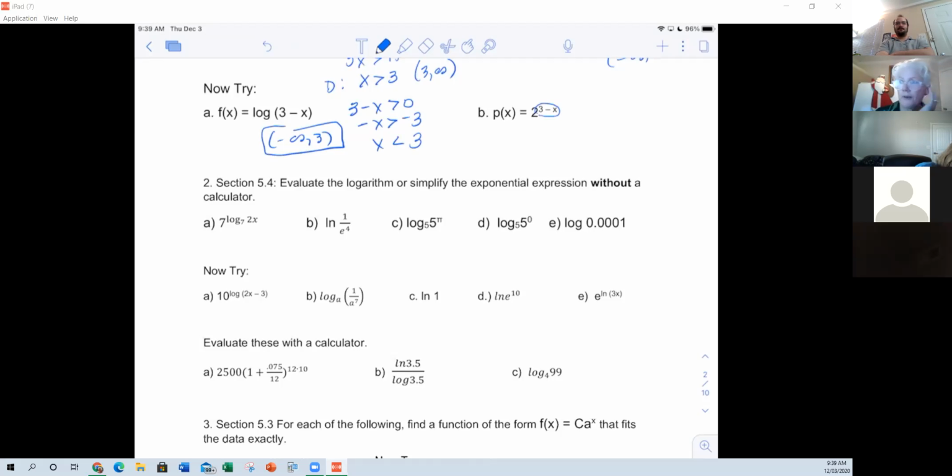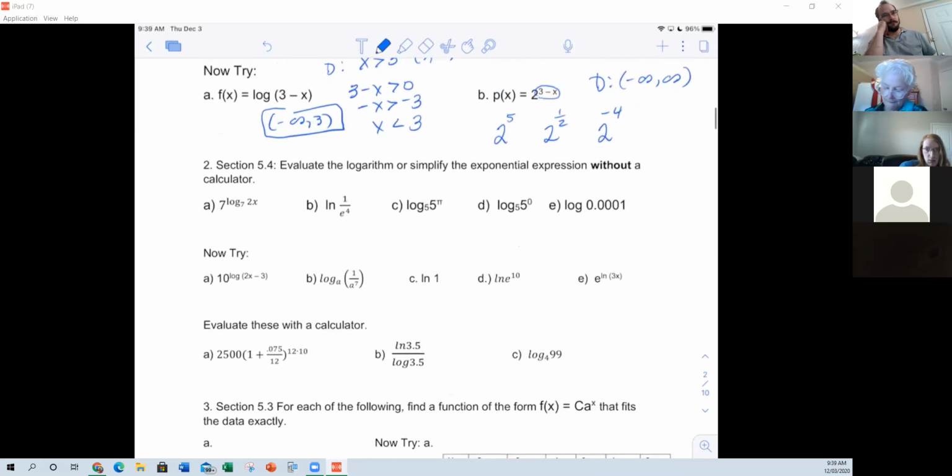If there's a variable in the exponent, it can be anything. Because you could have 2 to the 5th power, you could have 2 to the 1/2 power, you could have 2 to the negative 4 power. You can have anything in the exponent. So if you have a variable in the exponent, the domain is going to be all real numbers.